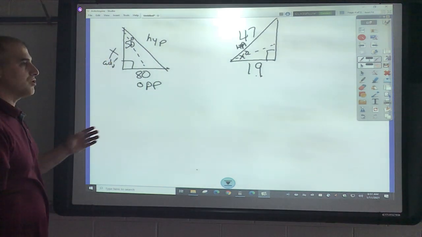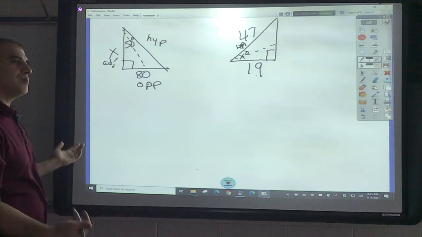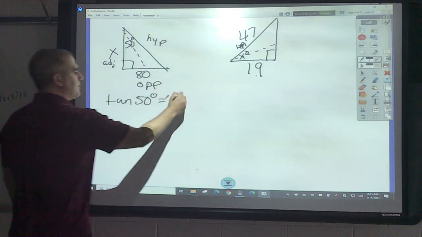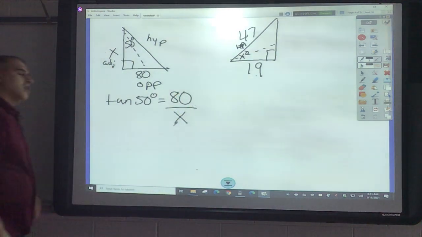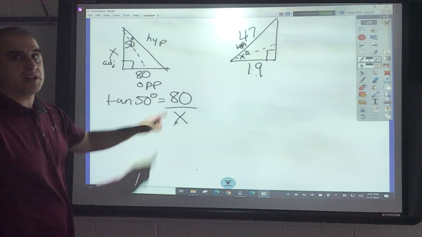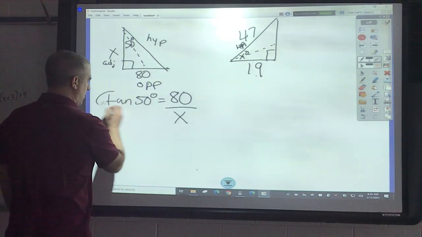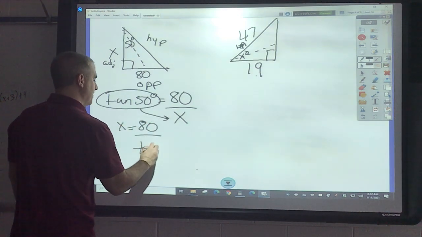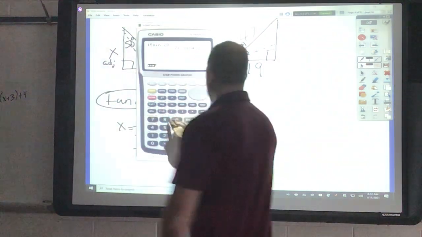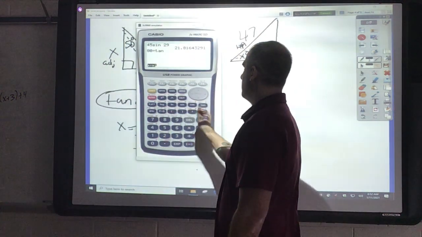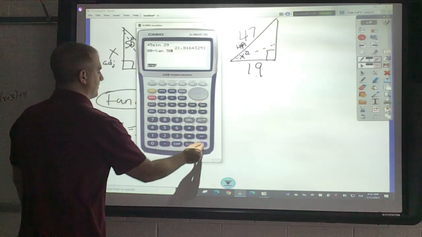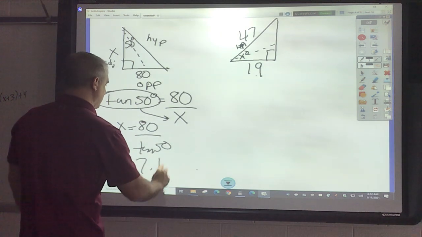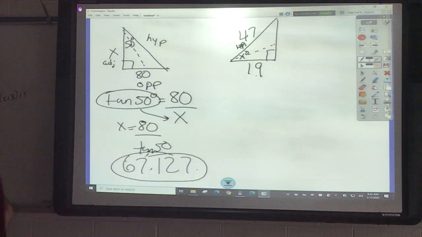So what two letters do I have information for? Opposite and adjacent. So that's going to be tangent. So tangent of 50 degrees is equal to opposite over adjacent, okay? Now, how do I solve? If you notice, the variable's in a different place here. So what I want to do to solve is take that and move it underneath. So it's 80 divided by the tan of 50, okay? 80 divided by tan of 50. Okay, so I got 67.127. That would be my answer for that.